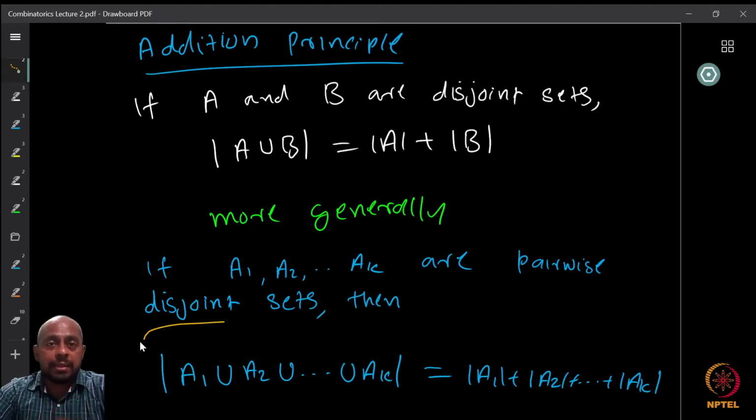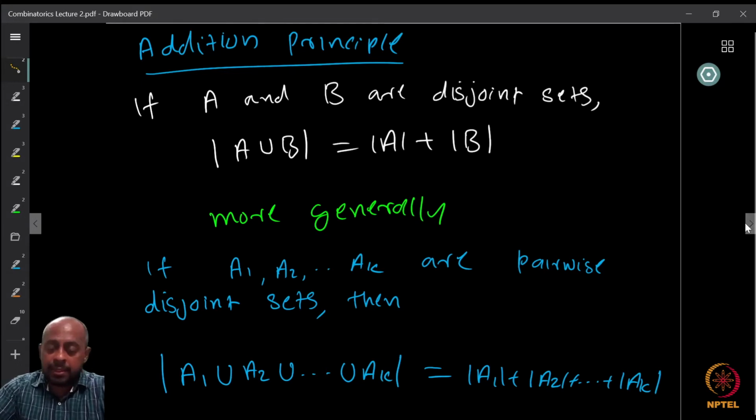It is not sufficient to say that, let's say there are A1, A2 and A3, and A1 intersection A2 intersection A3 is empty. That says that A1, A2, A3 together have no common element. But it does not say that A1 intersection A2 is empty, and A1 intersection A3 is empty, and A2 intersection A3 is empty. This is required to be able to use the addition principle. So if we have pairwise disjoint sets, then we can also count. This is the generalization of the addition principle.